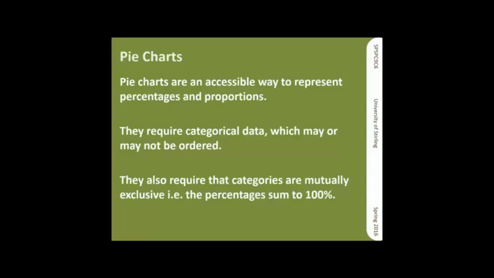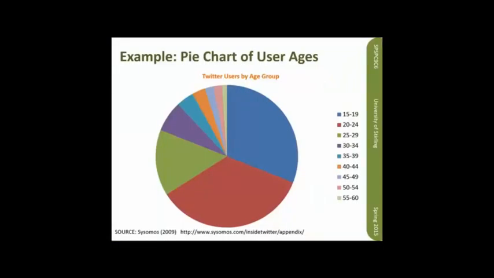Pie charts then are a common and accessible way to represent percentages and proportions. So rather than absolute values, what percentage of the sample do the different values make up. They need to be used with categorical data because you need each slice of your pie to be a category. The categories don't have to be ordered, but they do have to be mutually exclusive. So everybody has to be in one category or another. The pie chart isn't going to work if people can be in more than one category. So your percentages have to add up to 100%.